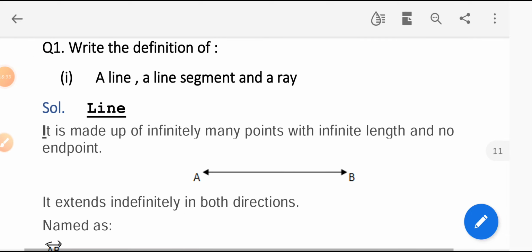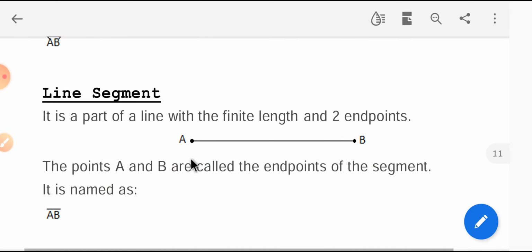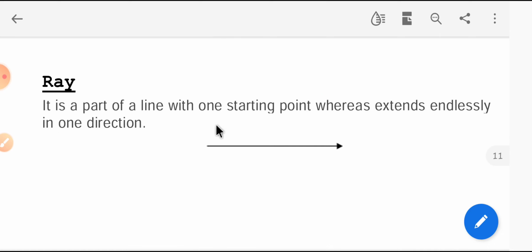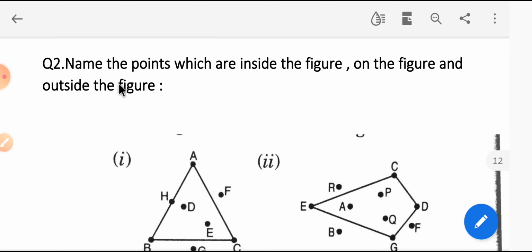Write the definition of a line, segment and ray. We have already discussed previously that a line has many points, an infinite line, which has no end point. And a line segment has 2 endpoints, and it is denoted by this line. And a ray has one endpoint and it can extend in the other direction endlessly.